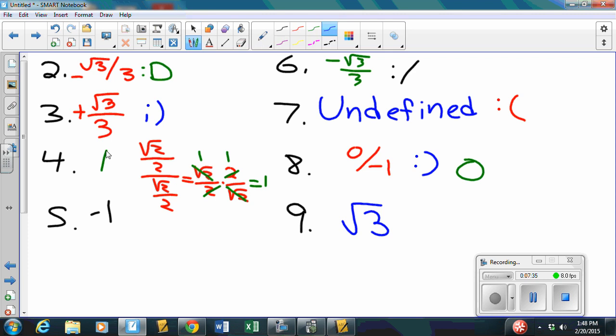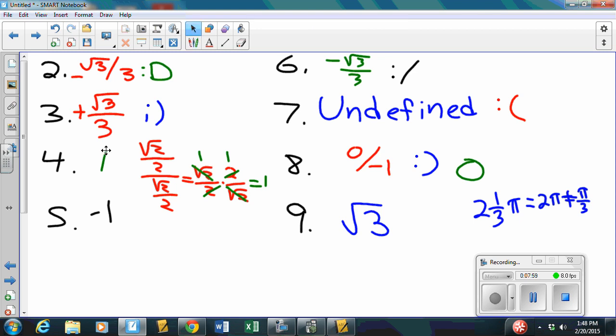Think about this. 7 pi thirds is the same thing as 2 and 1/3 pi, which is the same thing as 2 pi plus pi thirds. So 2 pi is all the way around the circle plus pi thirds. So 7 pi thirds is coterminal with pi thirds. They're going to have the same tangent value. Okay? So that is correct. Good job. All right.